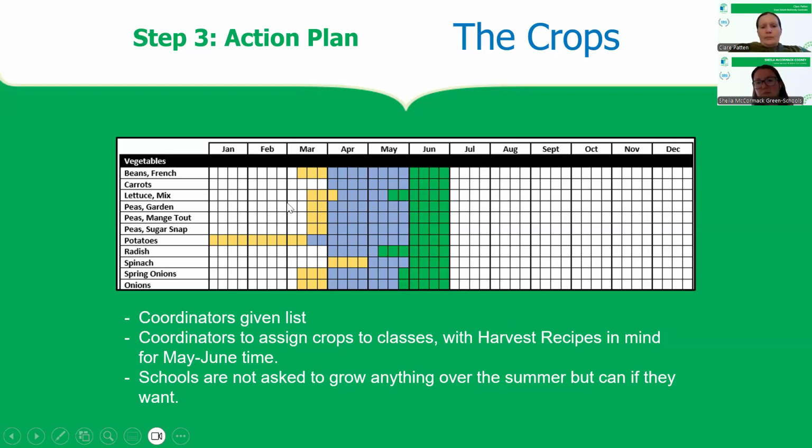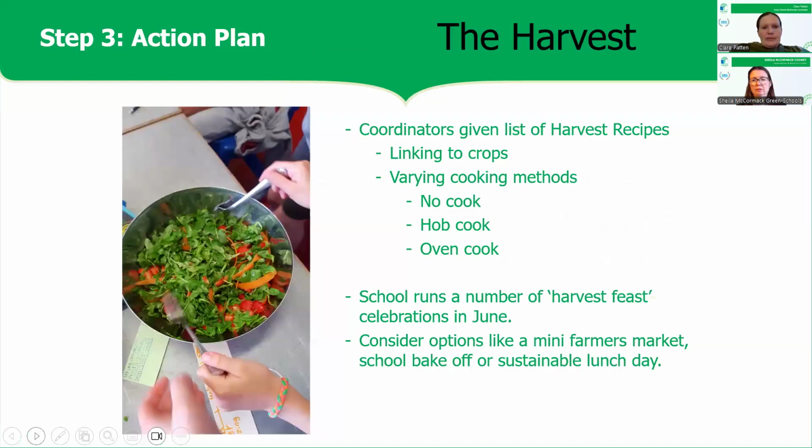We don't ask schools to grow over the summer, but some schools do. A lot of schools have left their potatoes in the ground and then harvested them in September. If it's anything like this summer and there's plenty of rain, you won't need to worry about people coming in to water them. And obviously, if you are really lucky and have a polytunnel, you can start planting much earlier. But those are our recommended crops.